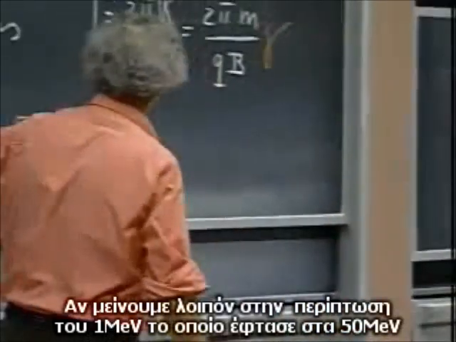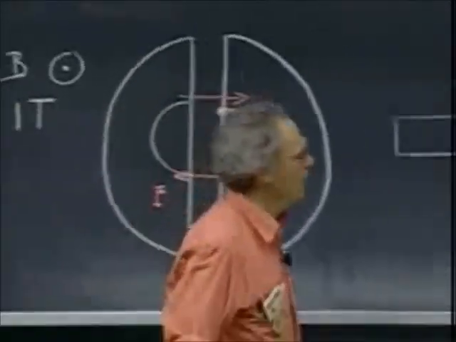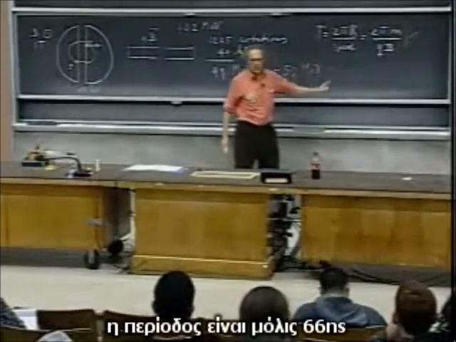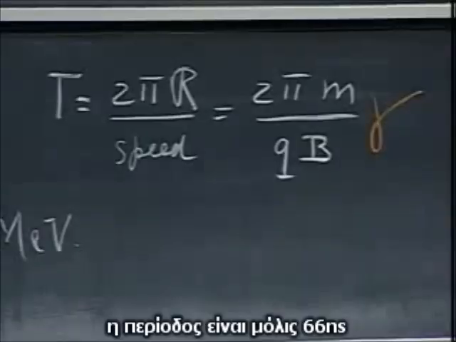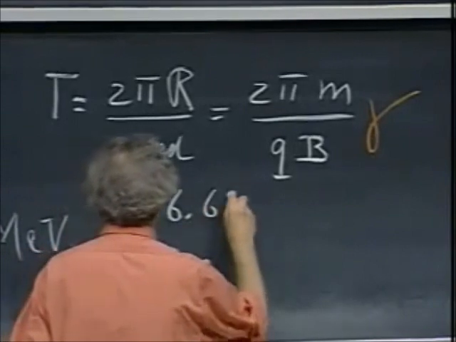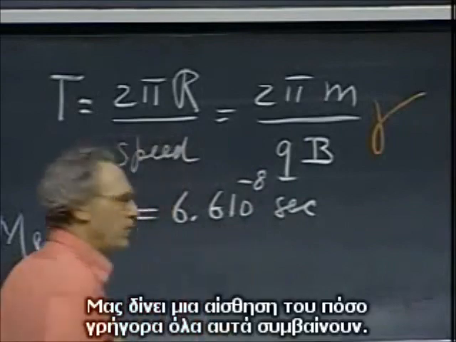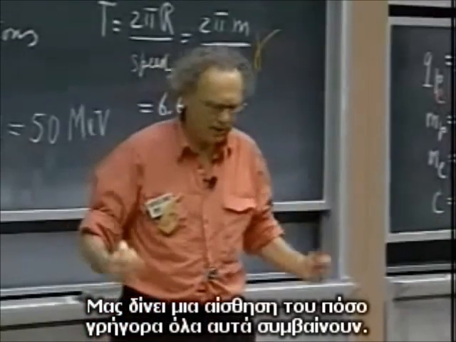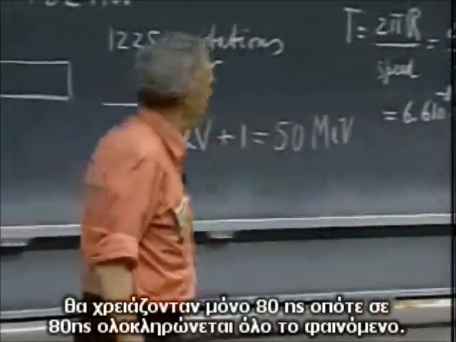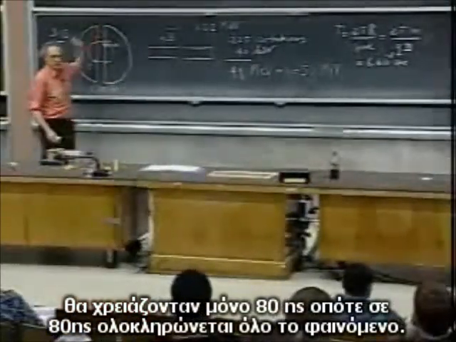So if we stick to this particular case of our 1 MeV proton that became a 50 MeV proton, going around 1225 times, this time to go around once is only 66 nanoseconds. So this is 6.6 times 10 to the minus 8 seconds. To give you some feeling of how fast all this is going. So if you go around 1225 times, that would take only 80 microseconds. So in 80 microseconds, does all of this occur?